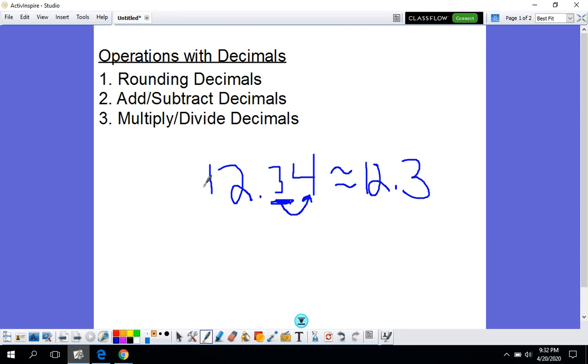Now you notice the 12 did not change. Remember, if we are not rounding to our whole numbers, those stay the same. The only place value that might change is the place you're rounding to, which in your problems will be the 10th place. Okay, we'll try another one.